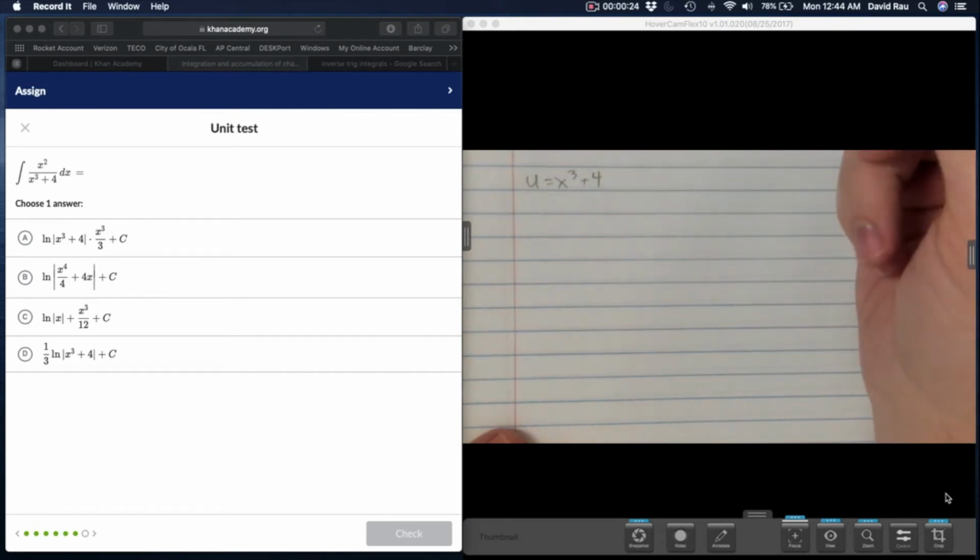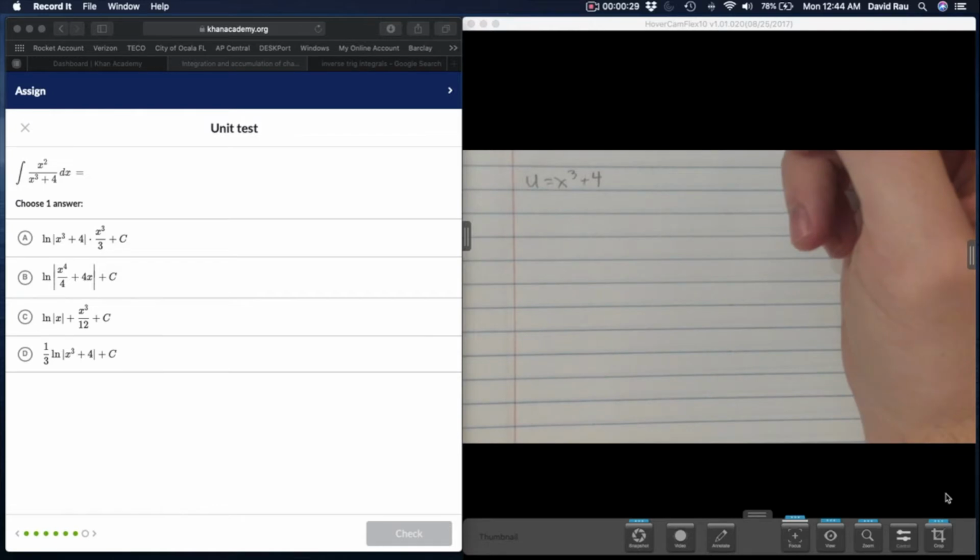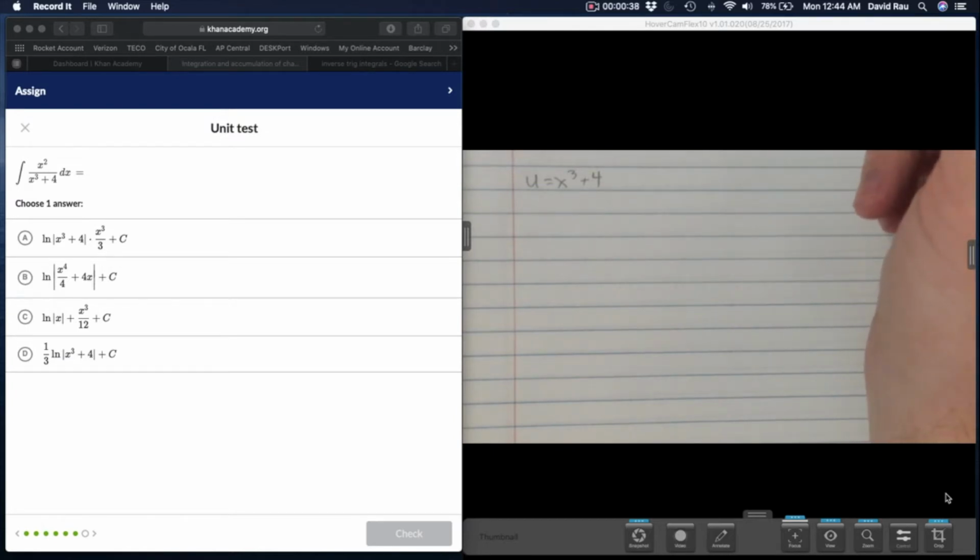Now one big reason to start thinking u substitution is the fact that there is no quotient rule or rule for division with integrals. You either need to do u substitution or notice that there actually is some polynomial or synthetic division you can do, or maybe this is some kind of other problem.